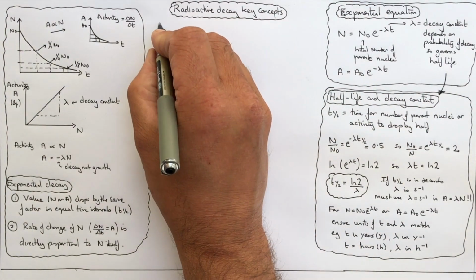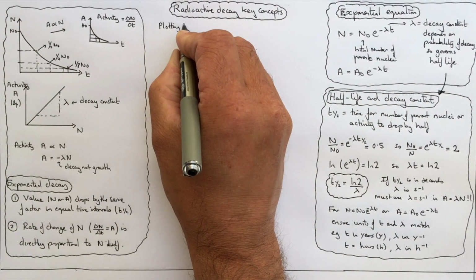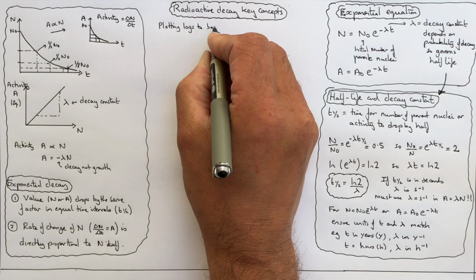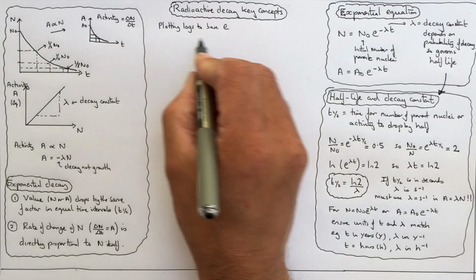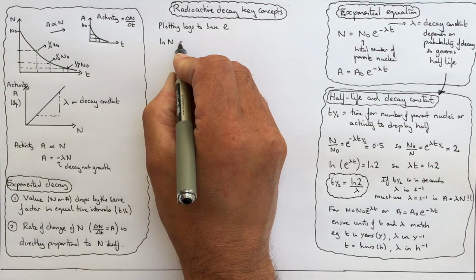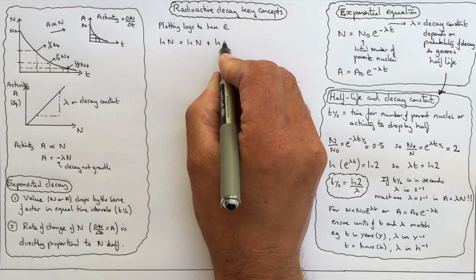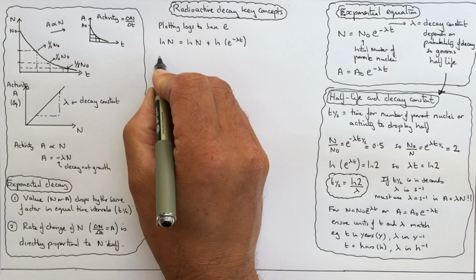So let's now have a look at plotting logs to the base e and how we can use the graph to prove a logarithmic equation. Taking logs of the exponential equation, we get the log of N is equal to the log of N naught plus the log of e to the minus lambda t. Remember, we can split the logs if they're multiplied together.